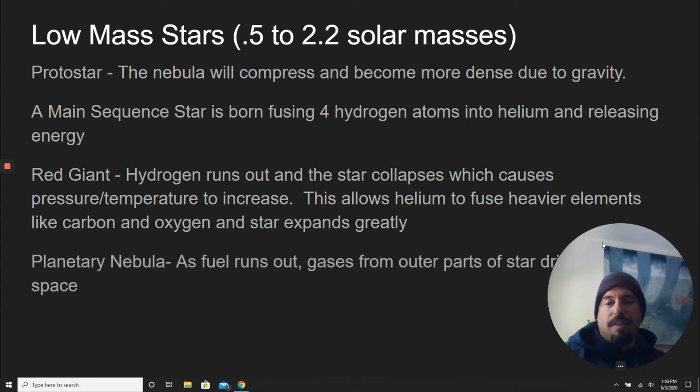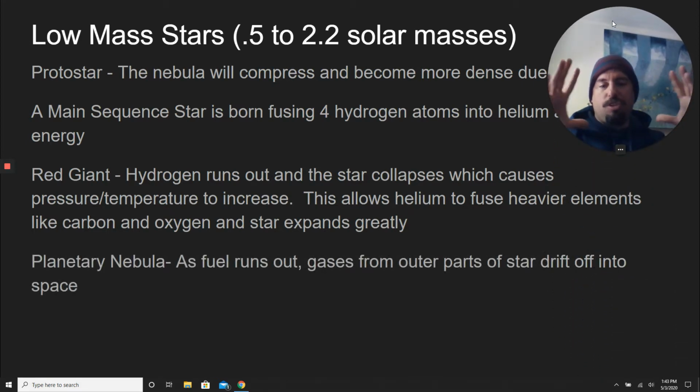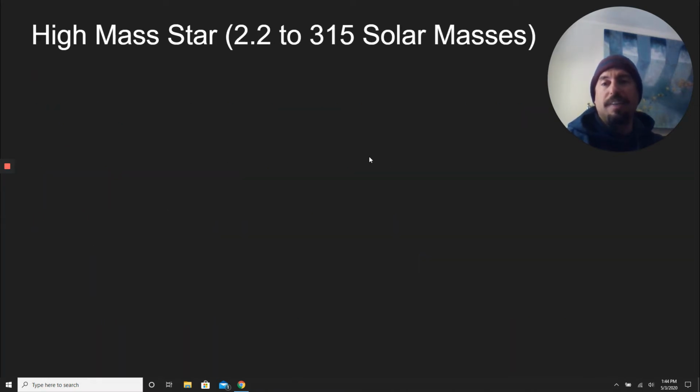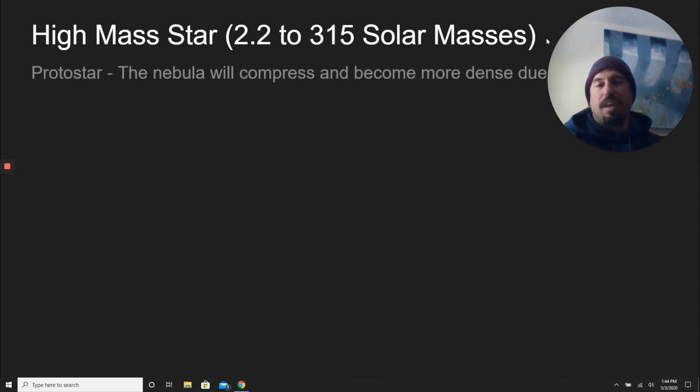After the red giant, as the fuel runs out, the gases just drift off into space, forming a planetary nebula. And then what's left is the core. It's the white dwarf, and it's very hot, and it cools over millions of years. So this was that upper path of the previous slide, and the lower path would be high mass stars, which are 2.2 times the mass of the sun, all the way up to 315 solar masses, which is just huge.